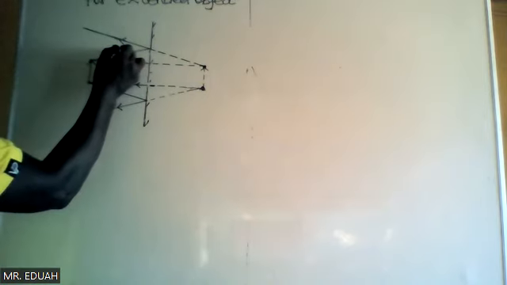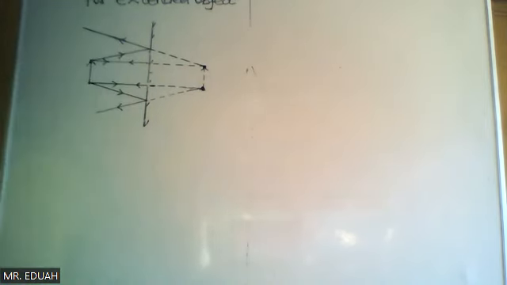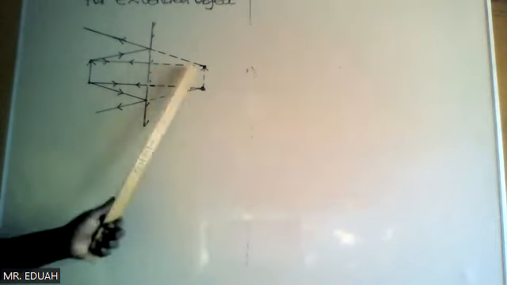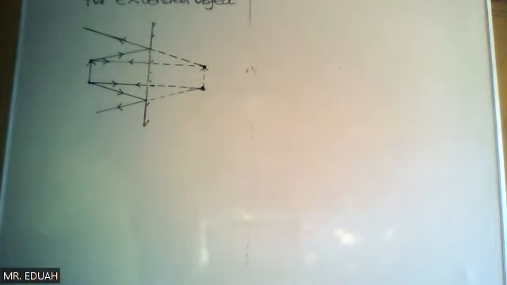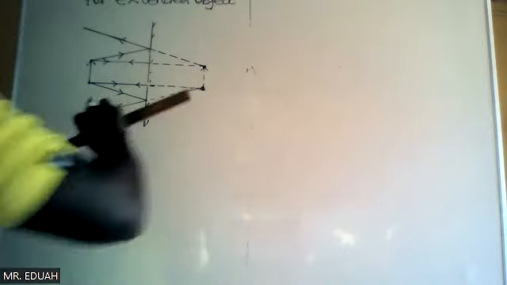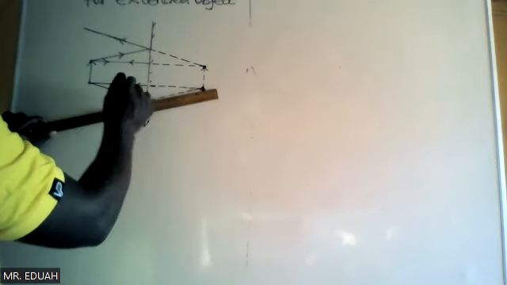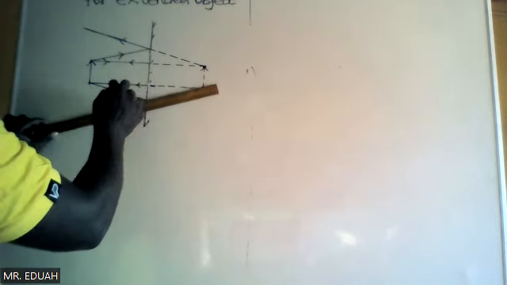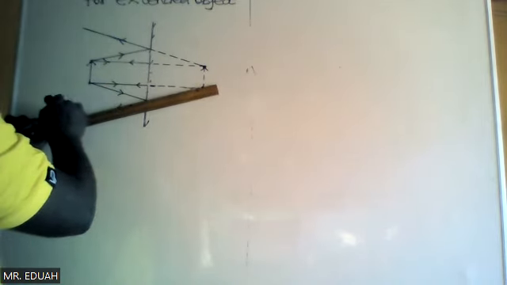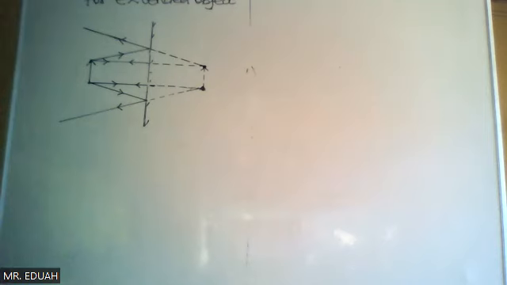Also, all rays must be indicated by arrows: incident, reflected; incident, reflected. This part is broken because it's virtual. So this is the image of an extended object. Any question? Do we have any question?